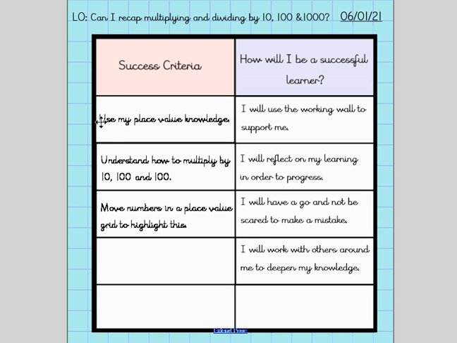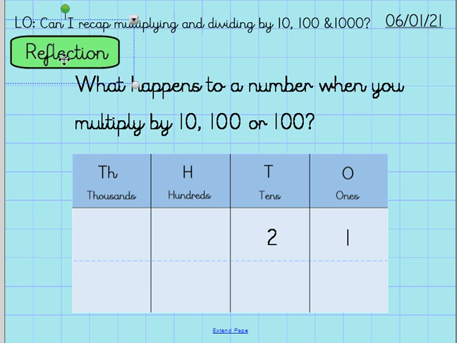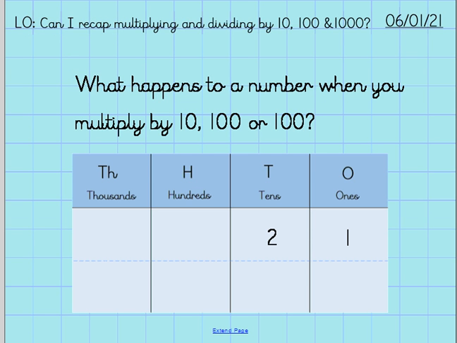So today you're going to be using place value knowledge again. You're going to be understanding how to multiply by 10, 100 and 1,000. We know that, and it's just a recap. Can we refresh our memory before we move on to looking at some more complicated multiplication next week? And we're going to be moving numbers in a place value grid to highlight how we do that. So let's think back. What happens to a number when you multiply by 10, 100 or 1,000? Who can remember in this place value chart what happens to those numbers?